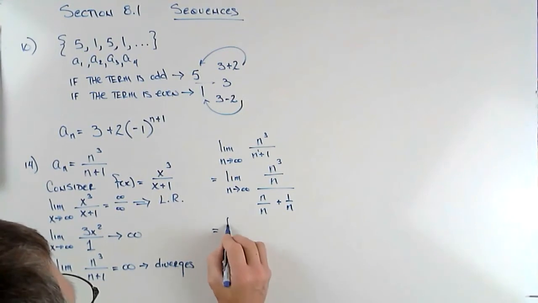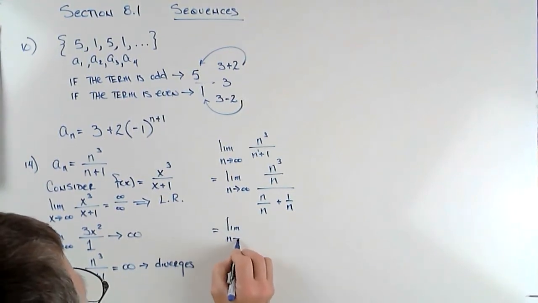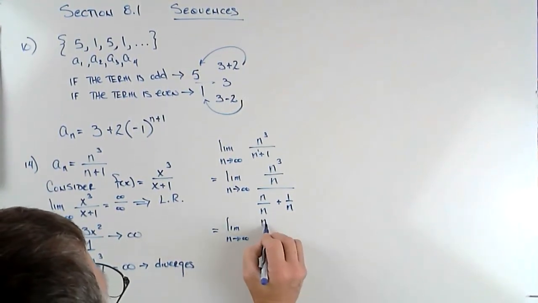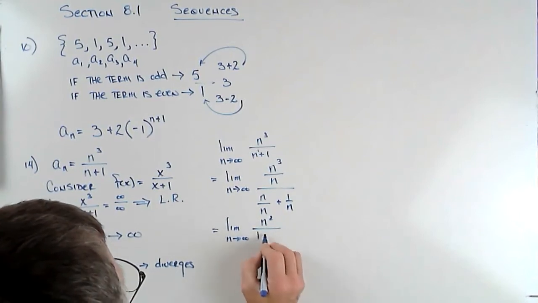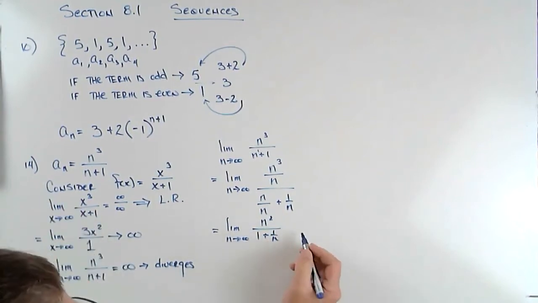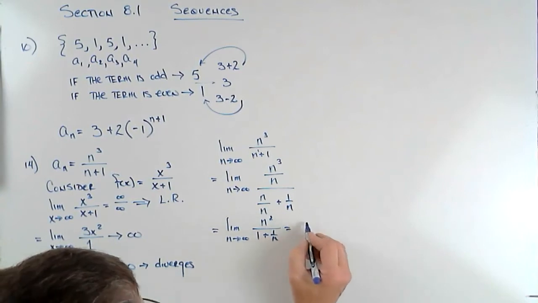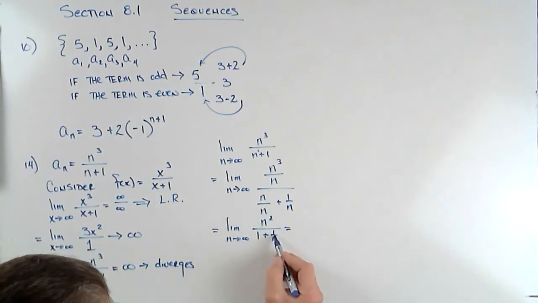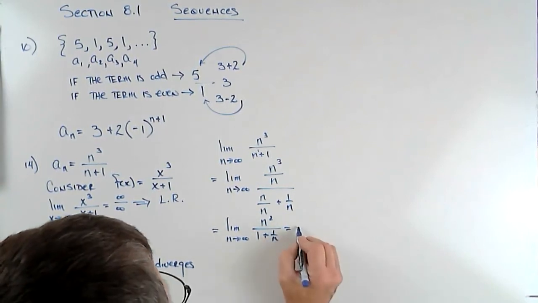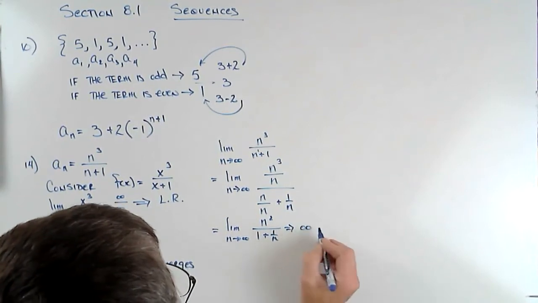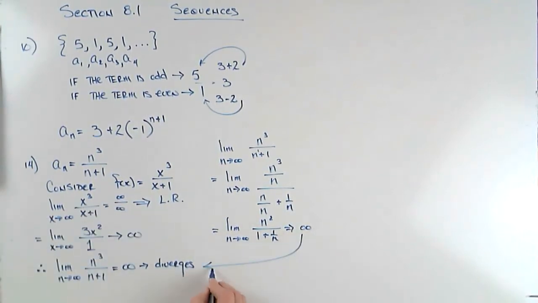Now this simplifies, of course, to the limit as n approaches infinity of n squared divided by 1 plus 1 over n. And as we evaluate that limit, this goes to infinity, this goes to 0. And so this therefore approaches infinity. And again, we would have that this sequence diverges. So there's 10 and 14.